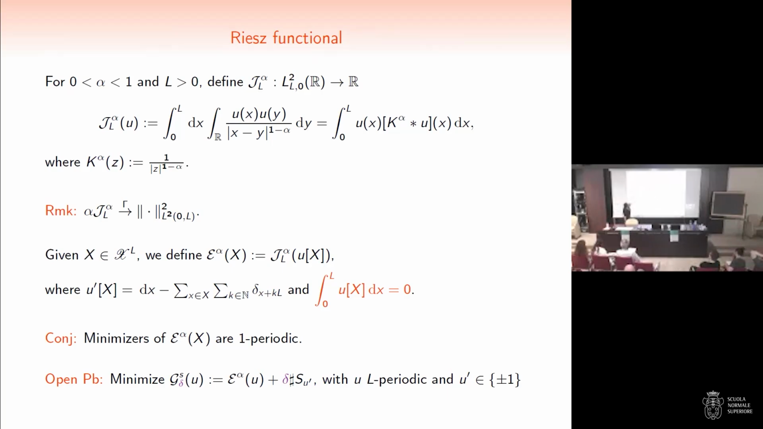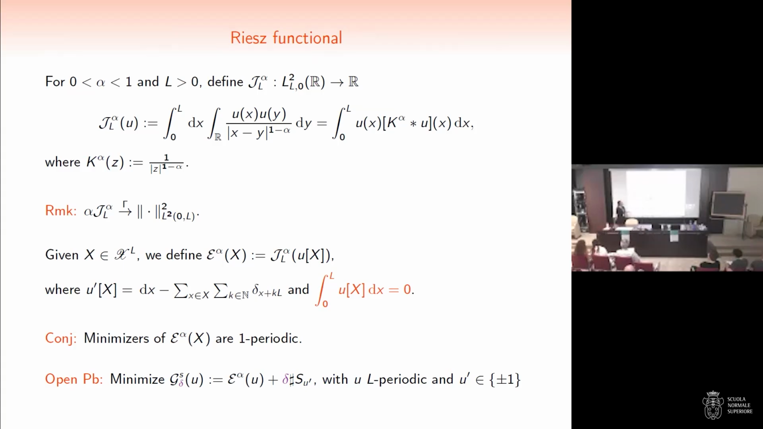First thing, this functional is defined in this space here, the L-periodic functions with 0 average, because one has to ensure that this integral is finite. The 0 stays for the fact that you should have 0 average on the interval 0 to capital L, because otherwise this integral doesn't converge. Now one has an argument like the Leibniz criterion for series. So this was the interaction energy that we wanted to consider.